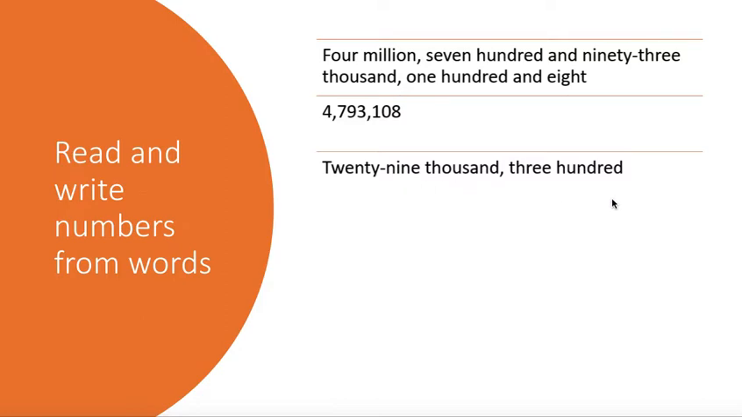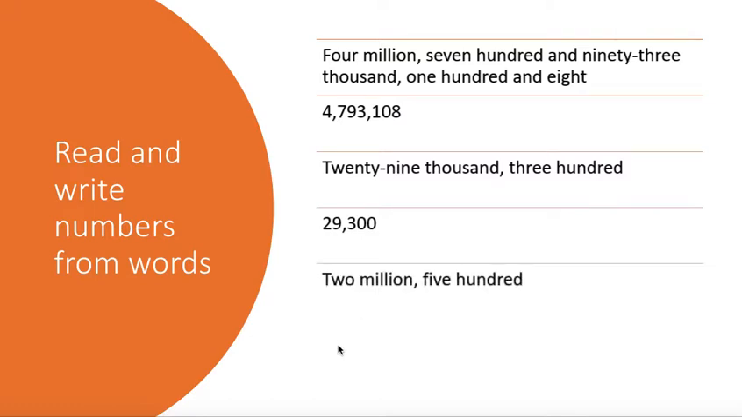The next example, 29,300. Write it down in your book. And we'll look together. That's 29,300. There's no millions, there's no hundreds of thousands in this number. It's a 1, 2, 3, 4, 5-digit number. Our final example, 2,500,000.